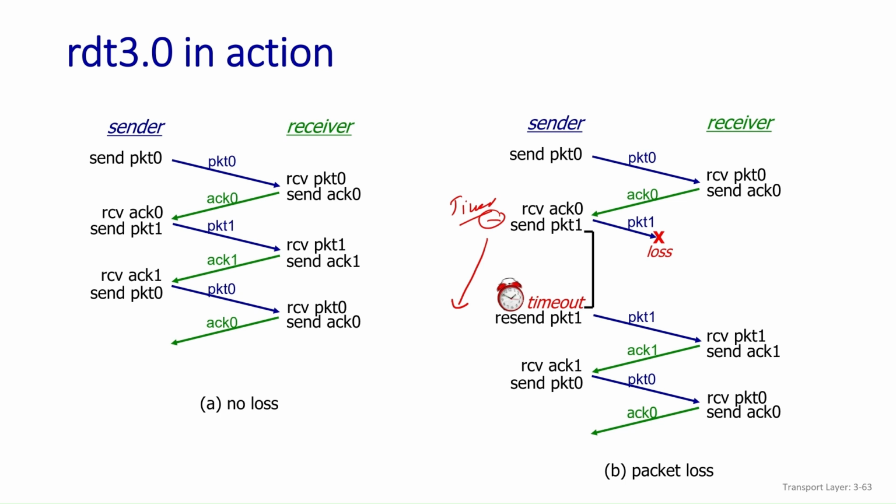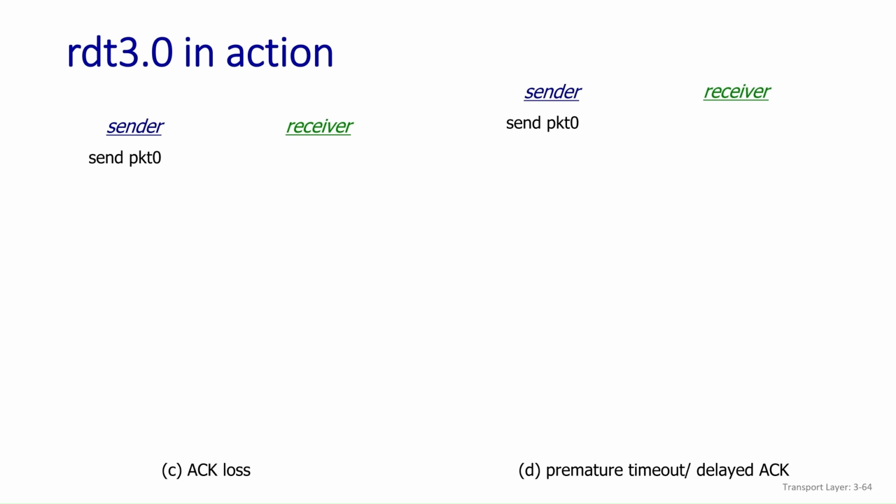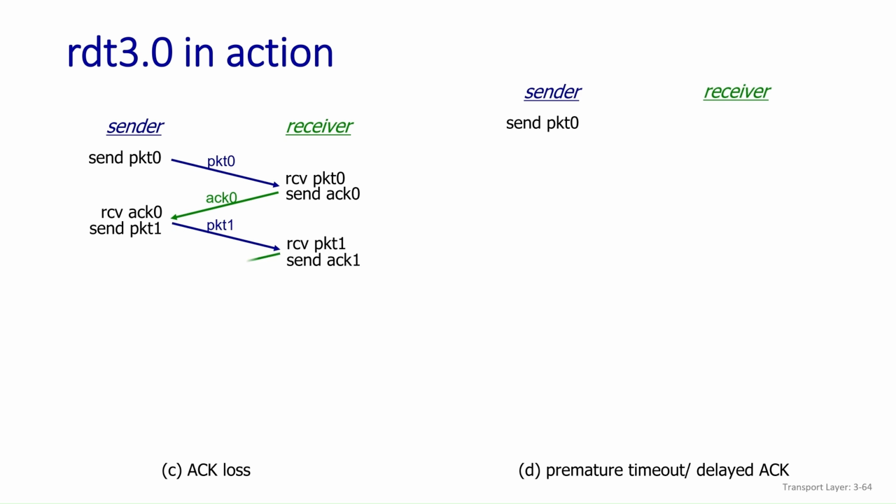Excellent. Let's assume a scenario where there's a loss, but in this case, the acknowledgement has been lost, right? So we have transmitted segment number 0, we receive this acknowledgement, then we send segment number 1. Segment number 1 is rightly received by the receiver, but this acknowledgement has been lost. What will happen at the sender? Timeout. There will be a timeout and we'll be resending segment number 1.